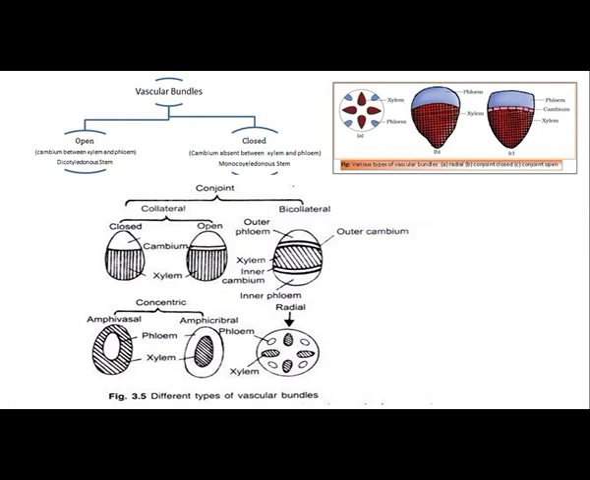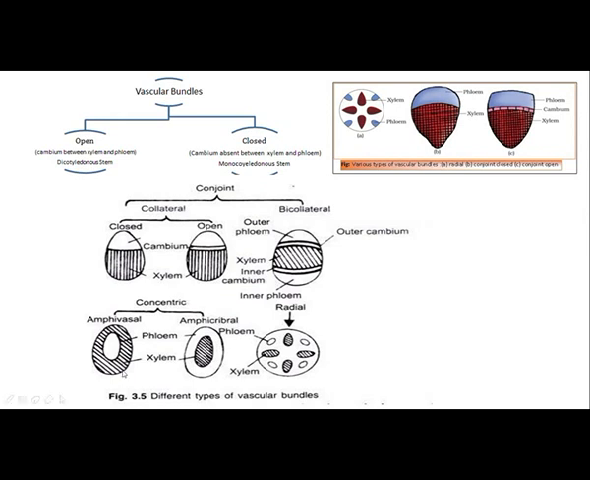Now coming to the concentric type of vascular bundle, in this one tissue is completely surrounded by the other. Now on the basis of this, the concentric type of vascular bundle can be of two types. One is the amphivasal, and another one is the amphicribral. Now this vasal term has come from vessels, that is a part of xylem, and amphi means surrounding basically.